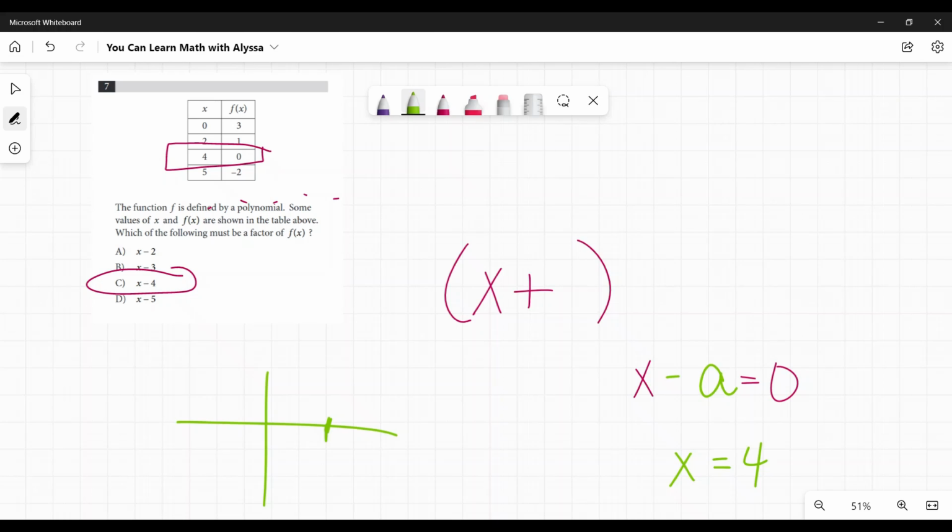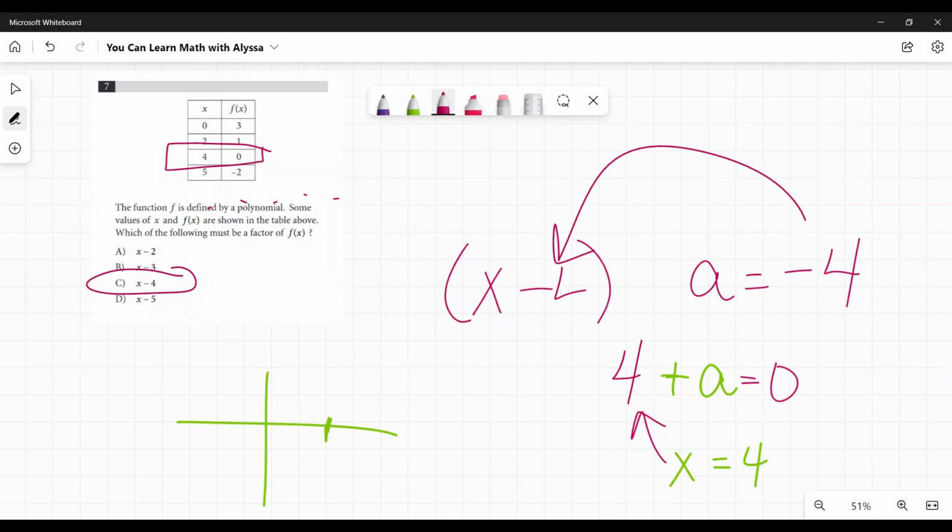I'm just going to call it a. I don't know what a is. But I do know that x is 4. So then I would plug that in right here and say 4 plus a equals 0. What is a? Subtract 4 from both sides, and you get that a is equal to -4. So that's what I would plug in here as my factor, x minus 4. So there's the mathematical reason. As I said, logically, as soon as you figure out that 4, 0 is the one you're looking for, the only multiple choice answer with 4, yeah, that is your right answer.